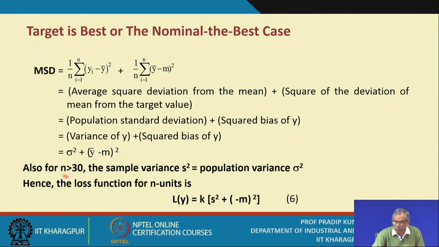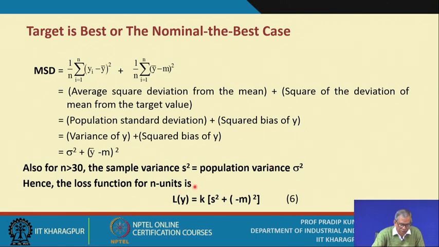Also, for n greater than 30, that means for a large sample size, the sample variance S square is approximately the population variance sigma square. Many a time we assume this, but if the sample size is small, then in many cases you need to use some other techniques, whether parametric or non-parametric. There will always be some variations, or you may go for some empirical study.